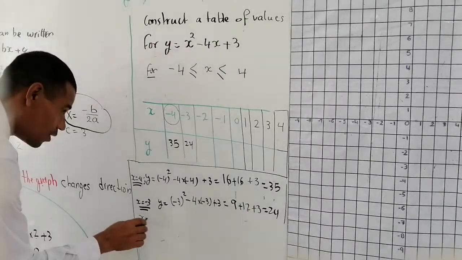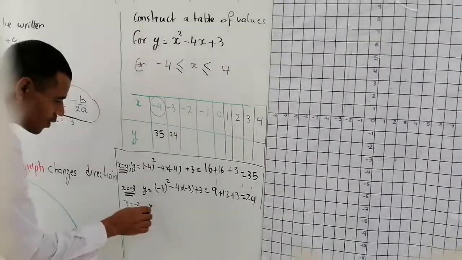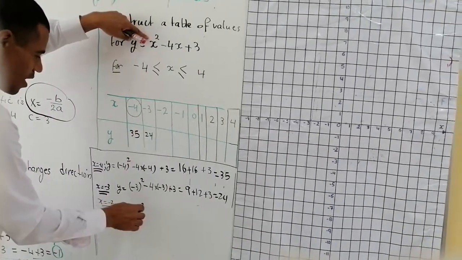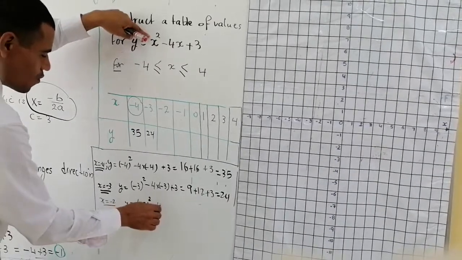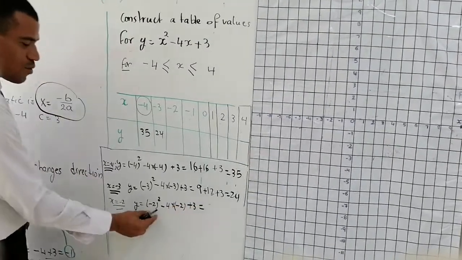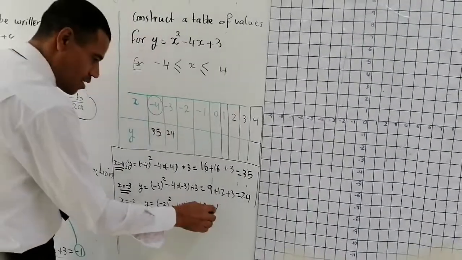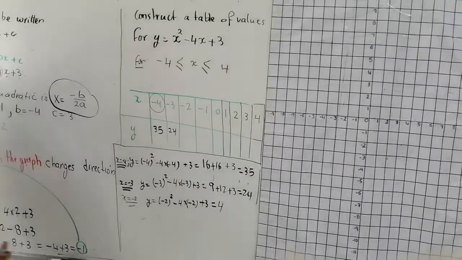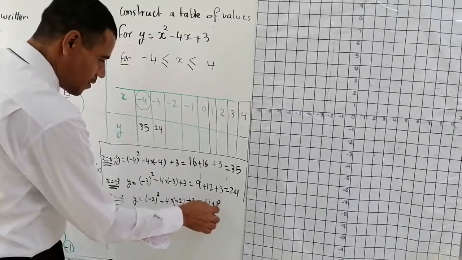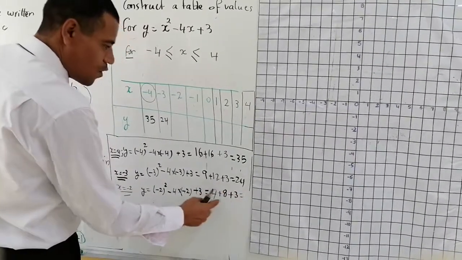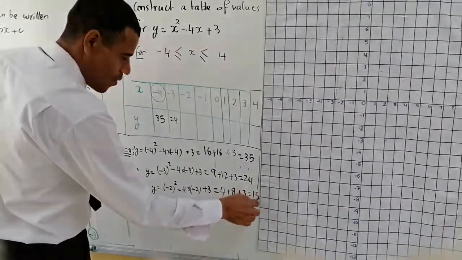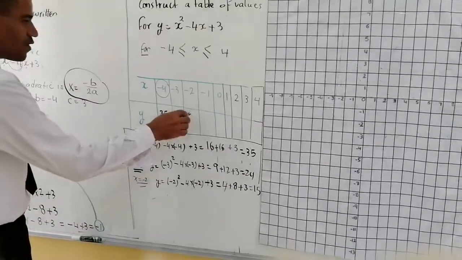Then, when x equals negative 2, I will try to find the value of y. So y equals negative 2 squared minus 4 multiplied by negative 2 plus 3. Negative 2 squared is 4, because negative multiplied by negative, 2 by 2 is 4. Negative 4 multiplied by negative 2 is 8, plus 3. So 4 plus 8 is 12, plus 3 is 15. I will just write here 15.